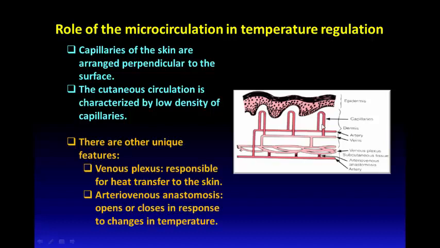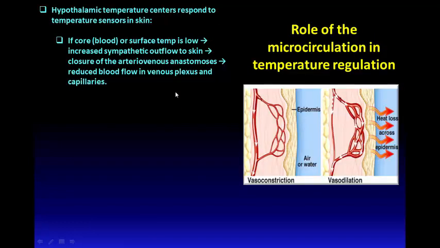There are other unique features of the cutaneous circulation, which include the presence of a venous plexus in the subcutaneous tissue. This venous plexus is responsible for heat transfer to the skin from the blood. We also have arteriovenous anastomosis, which opens or closes in response to changes in the temperature. Hypothalamic temperature regulatory centers respond to temperature sensors, which are known as thermoreceptors in the skin.